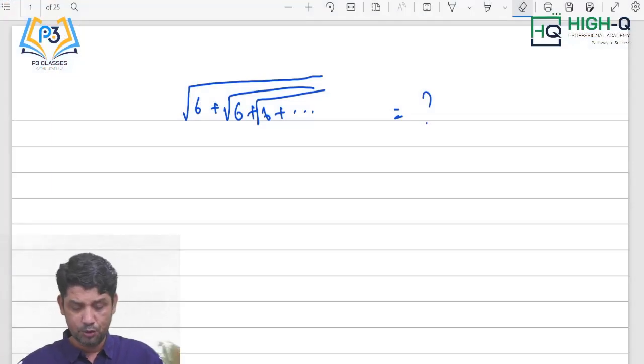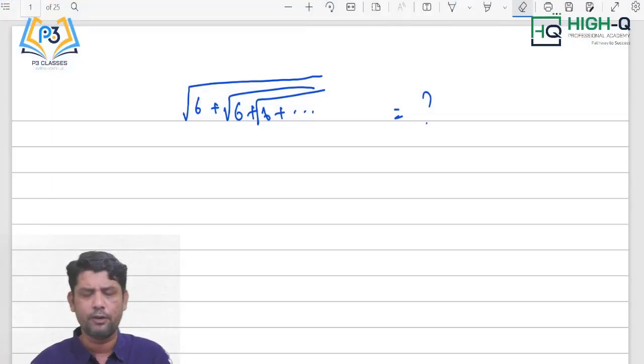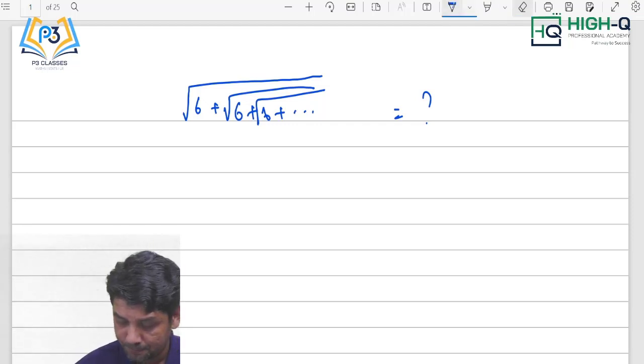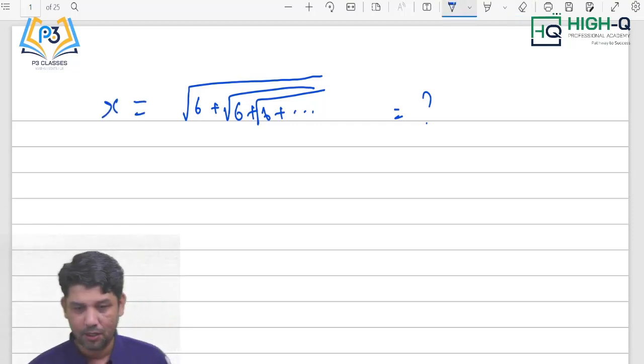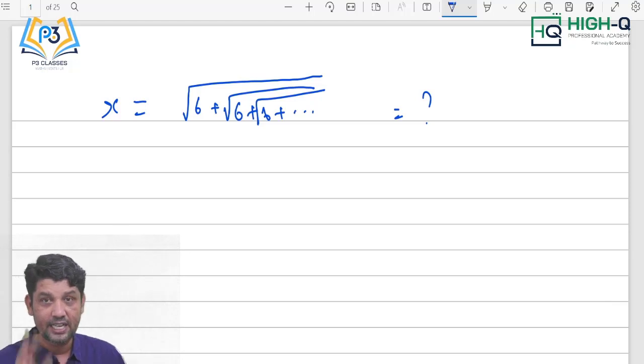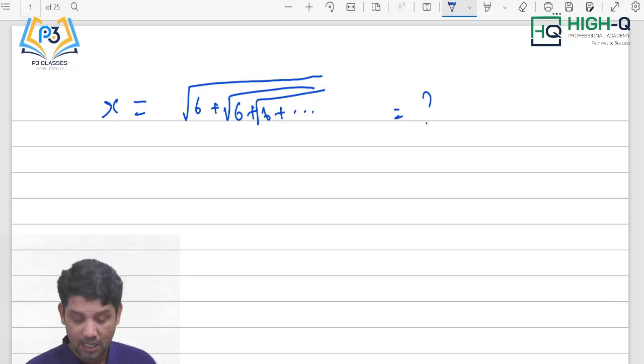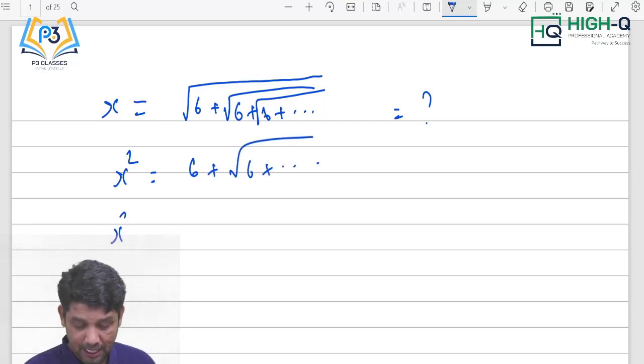So, root 6 plus root 6 plus root 6 plus dot dot up to infinity. Sir, I'll take it as x. After taking x, I'll square it on both sides. I'll form a quadratic equation. So 6 plus root of 6 plus 6 plus 6 plus up to infinity will come, sir. Then I'll make it x square equal to 6 plus x, sir.